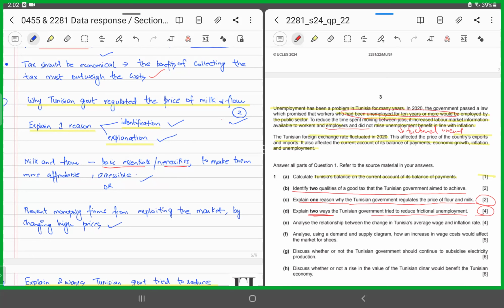1 mark is awarded for the correct axes. The 2nd mark would be awarded for drawing the initial demand and supply curves. The 3rd mark will be awarded for drawing the new supply curve. And the 4th mark will be awarded for correctly labeling the 2 equilibrium points. And the final 5th mark would be awarded for an explanation. Now, let's look at the diagram.